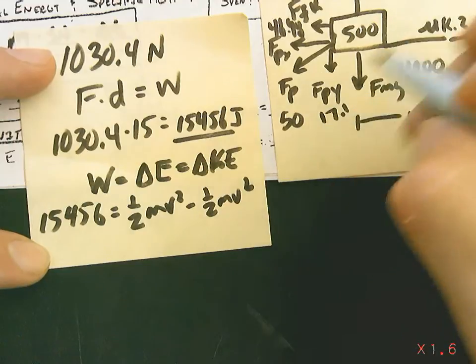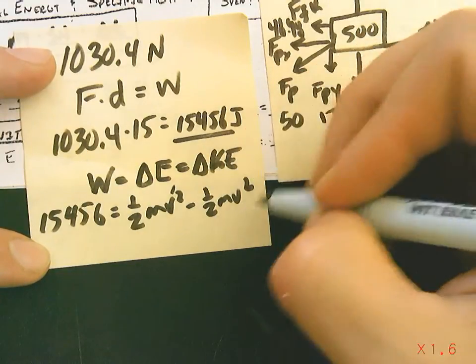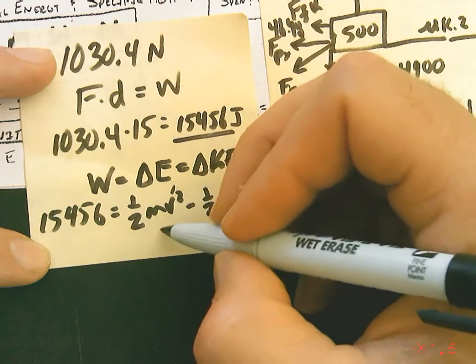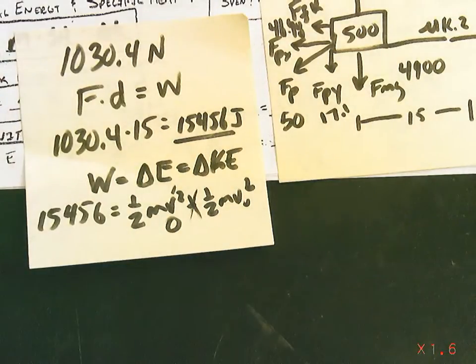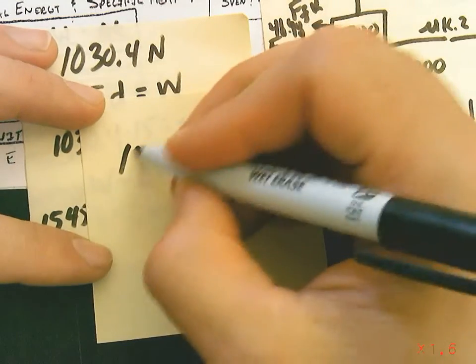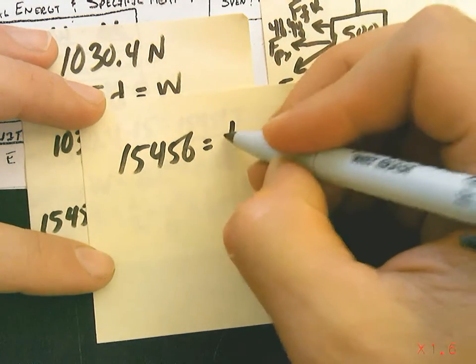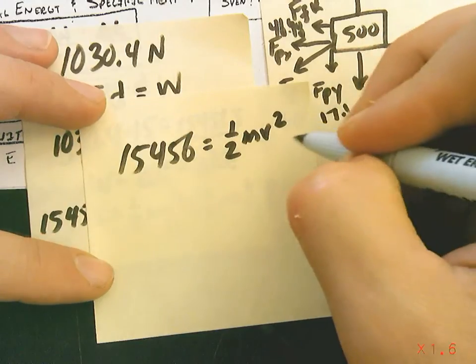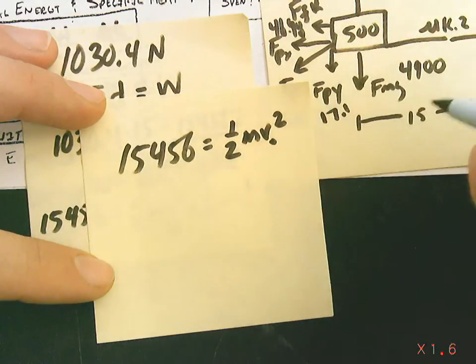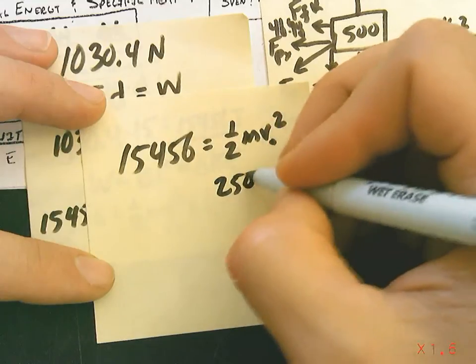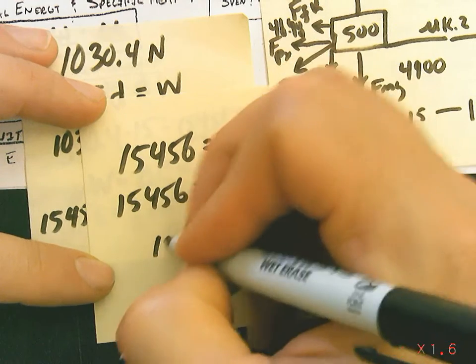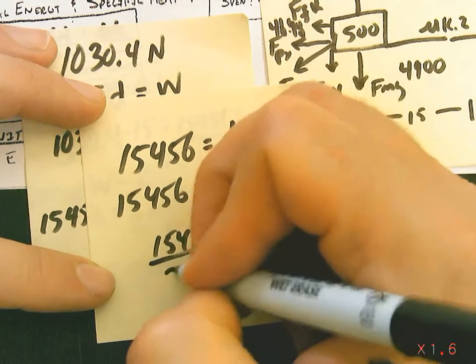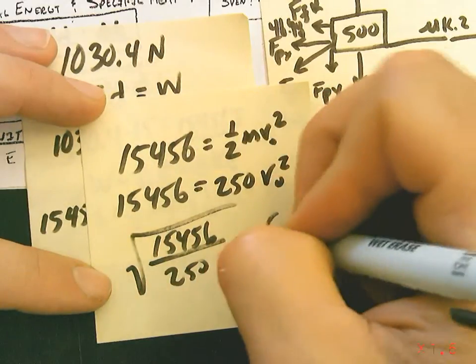Now remember that this comes to a point where it's at rest, so the final is going to be 0. Now we can exclude that negative sign because it's a scalar quantity. So we get 15,456. That's going to be equal to 1/2 mv squared. That's the v naught we're after. So we take half of 500, which is 250. That equals v naught squared. That equals 15,456. 15,456 divided by 250, square root, will tell us what v naught is.